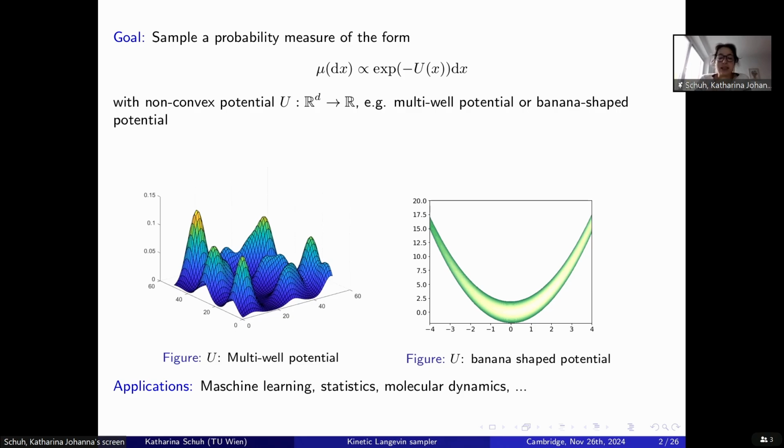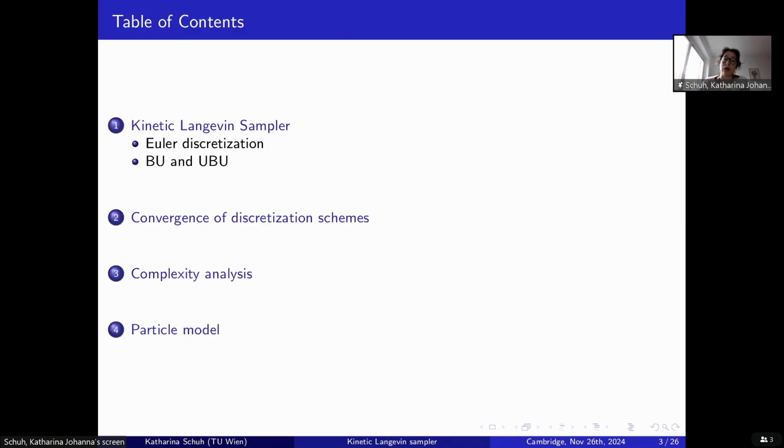Okay. So yes, you can see there, it could be some multi-well potential or some banana-shaped potential. And I'm working here in some space R^d, and you know probably better than I do, there are a lot of applications for this. And I want to sample this type of probability measures by using the so-called kinetic Langevin samplers. They rely on the so-called Langevin dynamics we will see in a minute.